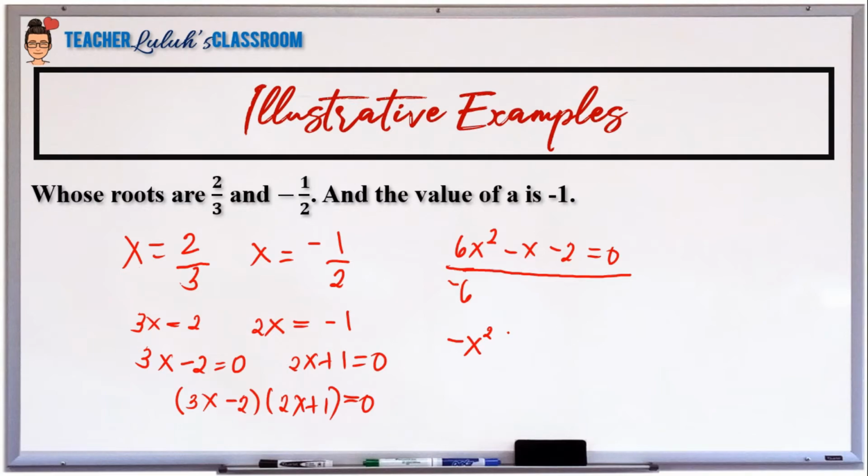So negative, negative, that is positive x over 6. And then -2 divided by -6 is positive 1/3 equals 0. So our quadratic equation is -x squared plus x over 6 plus 1/3 equals 0. Yes. Congratulations. I know you've got it.